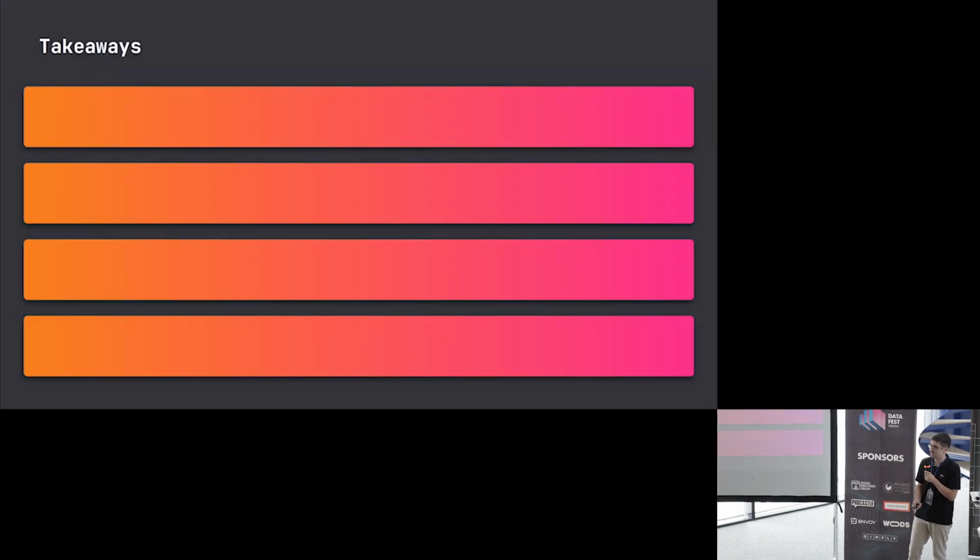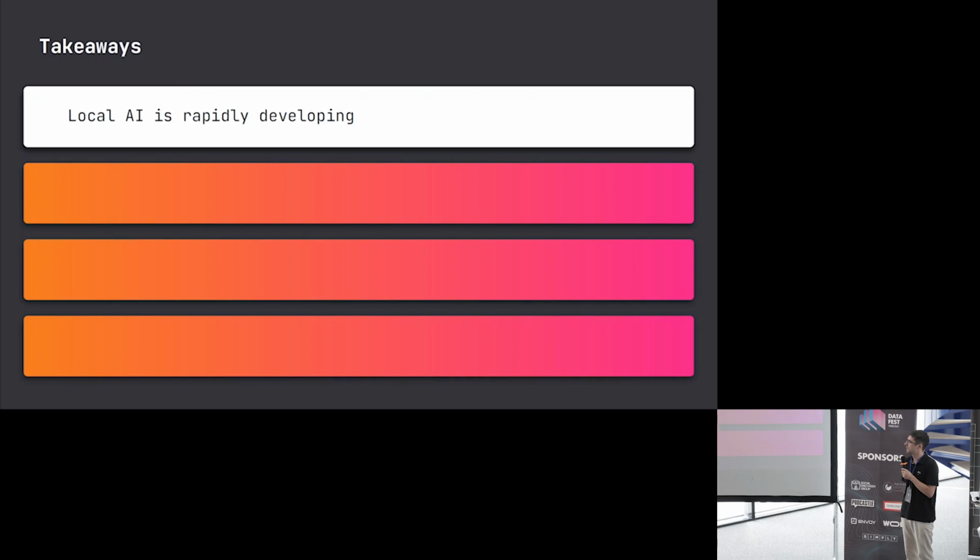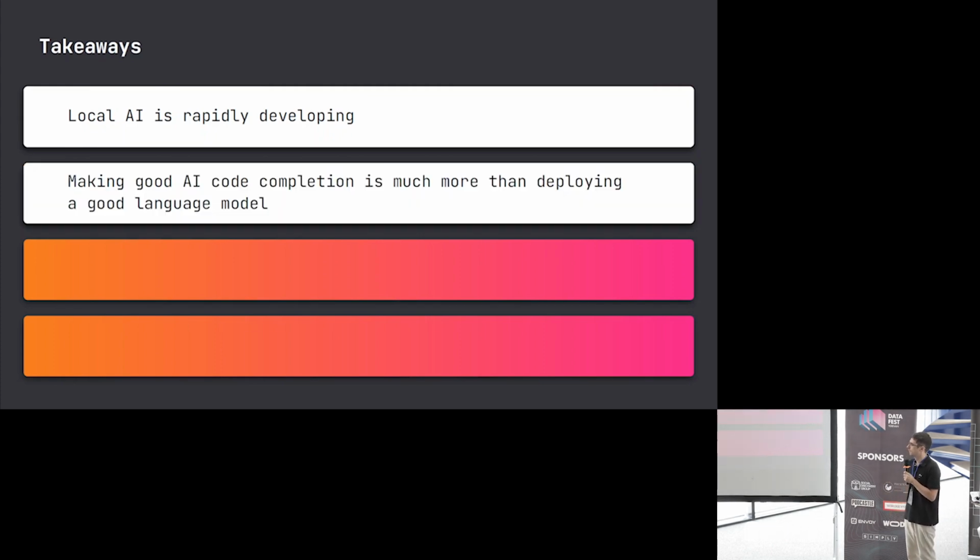So, what are the takeaways of today's talk? Local AI is rapidly developing. You've probably heard about local AI features by Apple, by Microsoft. Today, you are listening about a local AI feature by JetBrains. We will witness more and more of them in future.